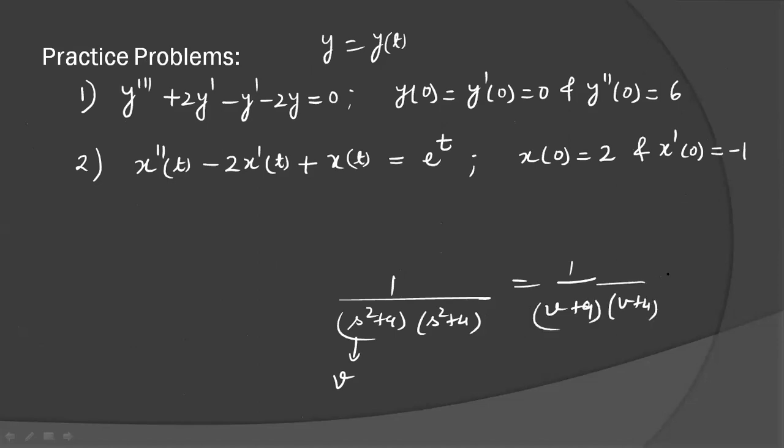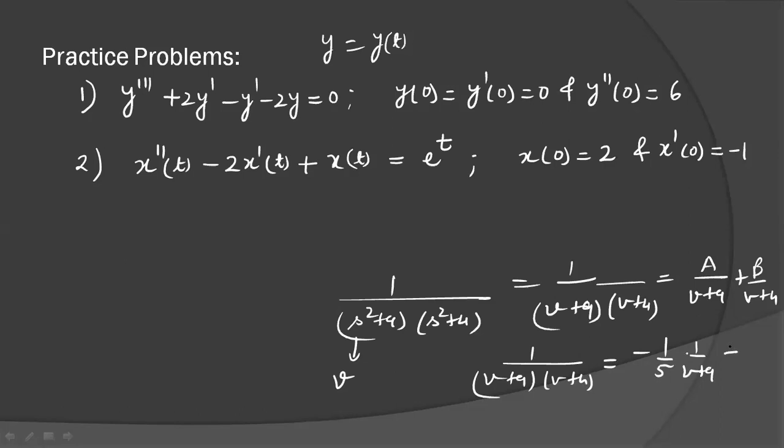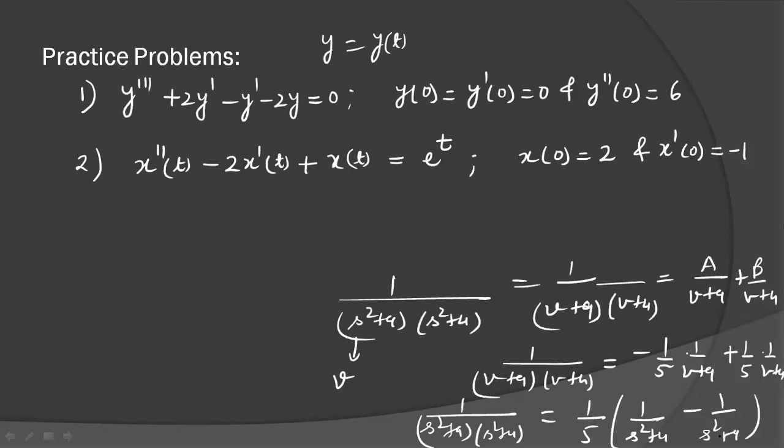This is linear, and we can write A over v plus 9 plus B over v plus 4. If you see, you will get 1 equal to A(v plus 4) plus B(v plus 9). You will get the value of A is minus 1 by 5, 1 over v plus 9, and the value of B is plus 1 by 5, 1 over v plus 4. It means now if you put the value of v here, you will get 1 over (s square plus 9)(s square plus 4) equal to, take 1 over 5 outside, 1 over s square plus 4 minus 1 over s square plus 9. You can simplify it, you will get the same expression, s square plus 9 minus s square minus 4, so you will get the same answer.